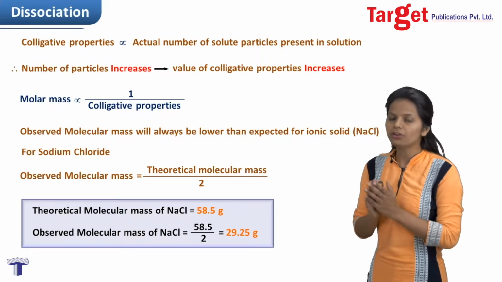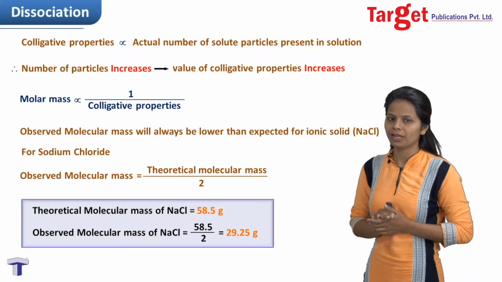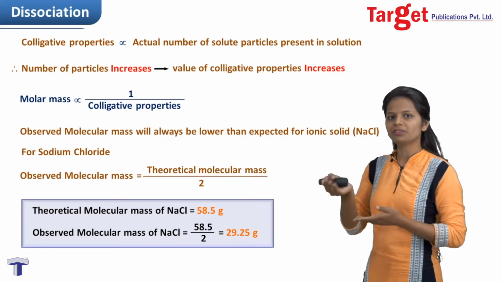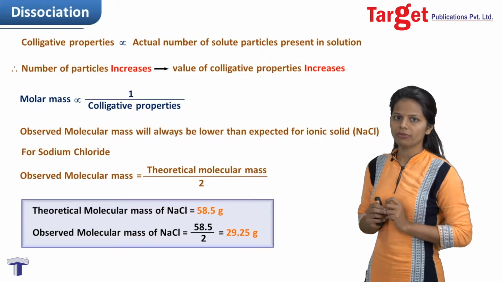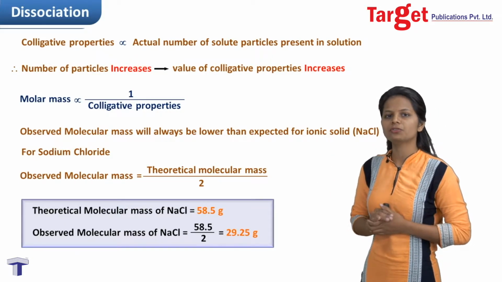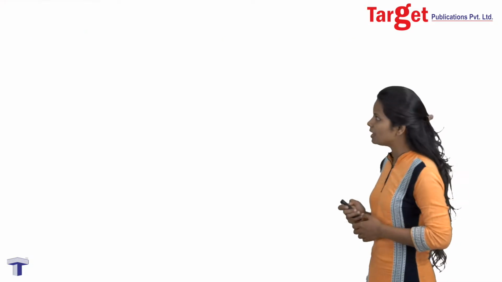The observed value of molar mass of sodium chloride will be exactly half of the theoretical value, because 1 mole got dissociated into 2 moles. So molar mass will be half of the real value, which is 58.5, and hence the observed molecular mass of NaCl is found to be 29.25 gram.